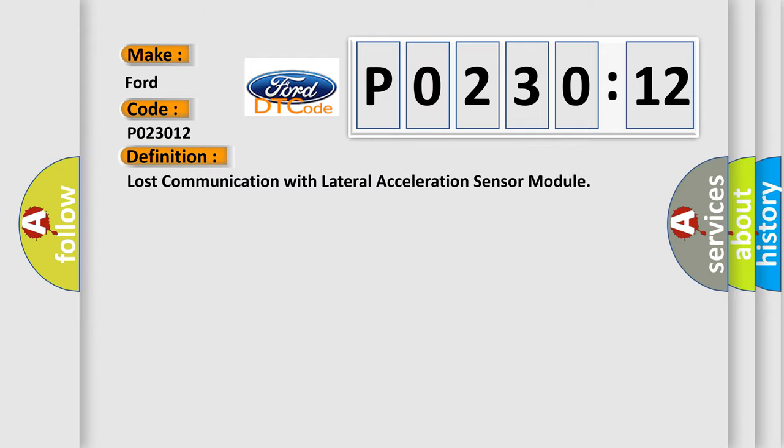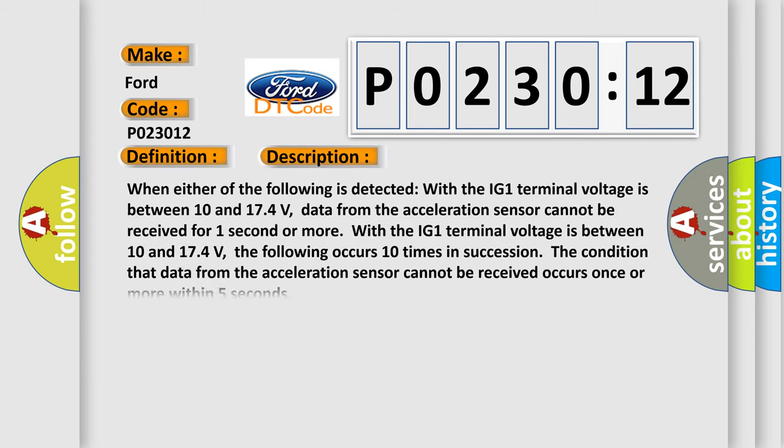The basic definition is lost communication with the lateral acceleration sensor module. And now this is a short description of this DTC code. It is detected when either of the following occurs with the IG1 terminal voltage between 10 and 17.4 volts: data from the acceleration sensor cannot be received for 1 second or more, with the IG1 terminal voltage between 10 and 17.4 volts. The following occurs 10 times in succession: the condition that data from the acceleration sensor cannot be received occurs once or more within 5 seconds.